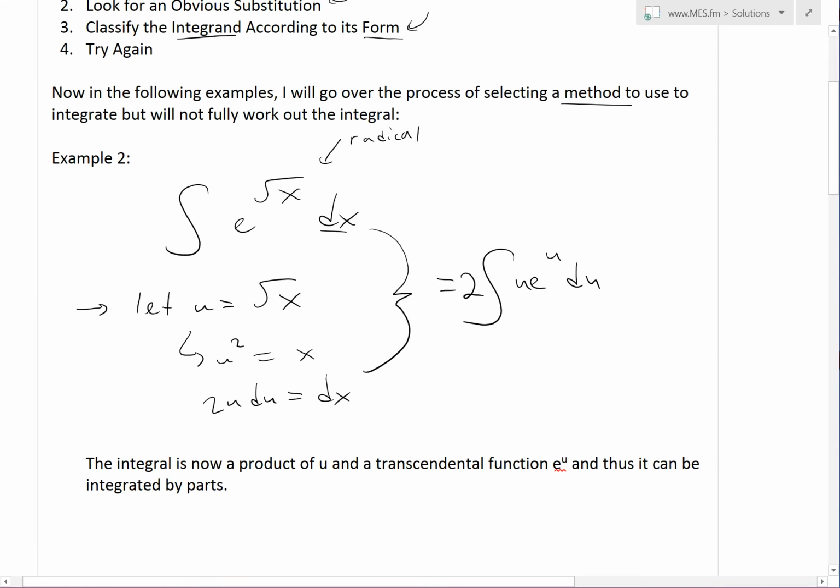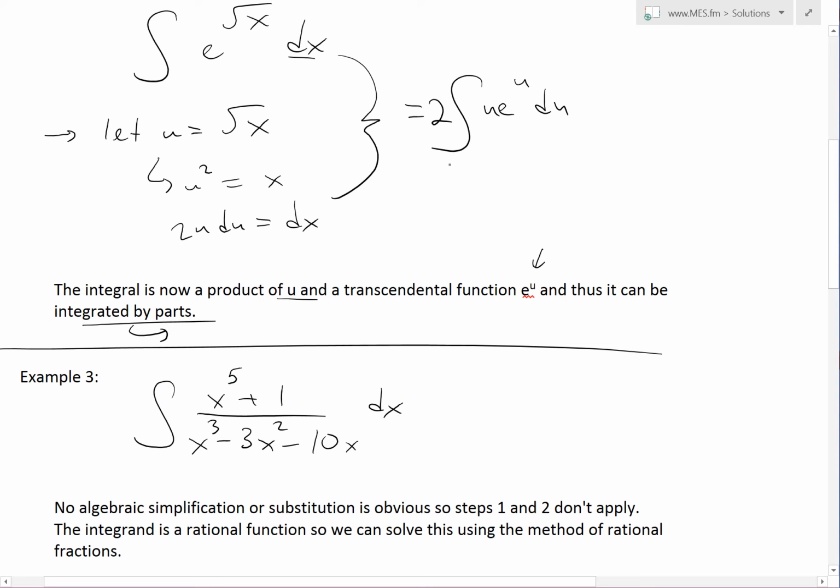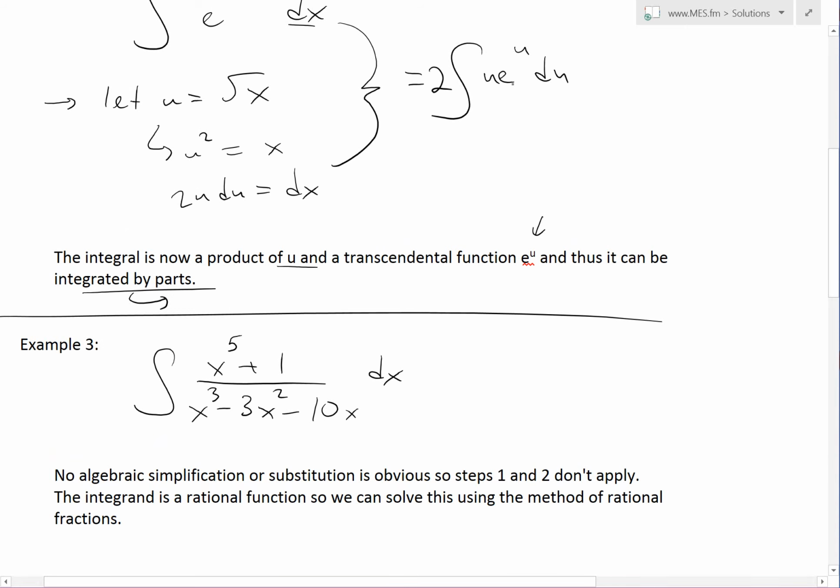And now again we can look at classifying the integrand. In this case, the integrand is a product of u and a transcendental function, e to the u, which is a non-polynomial. And thus it can be integrated by parts. Whenever you have a polynomial or a single power term multiplied by another one like sine of x, e to the u, ln of x, etc., we can use integration by parts. So you could just use that and solve it. I'm not going to actually solve this one, just to show you that once we get to this part, we can use integration by parts.